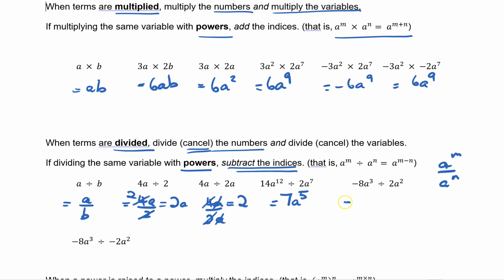I'm just being a bit lazy now, and because the numbers also go in nicely, negative 8 divided by 2 is negative 4. And a to the 3 minus 2 is a to the 1. And this one here, the two negatives mean 8 divided by 2 is 4. And again, a to the 1.